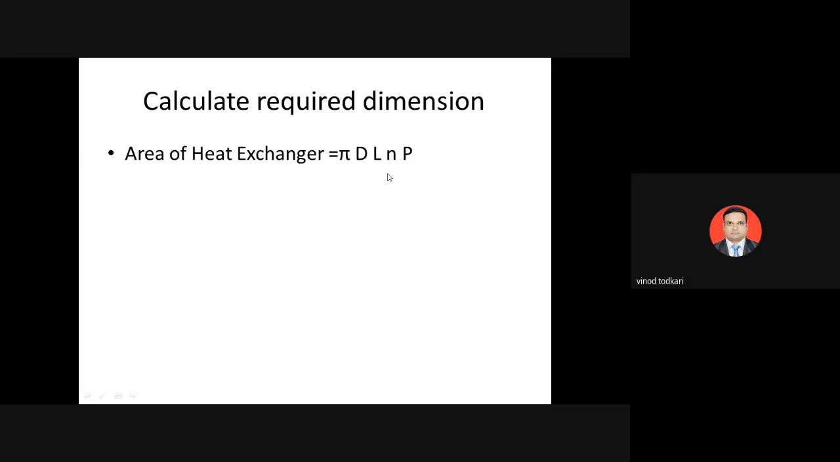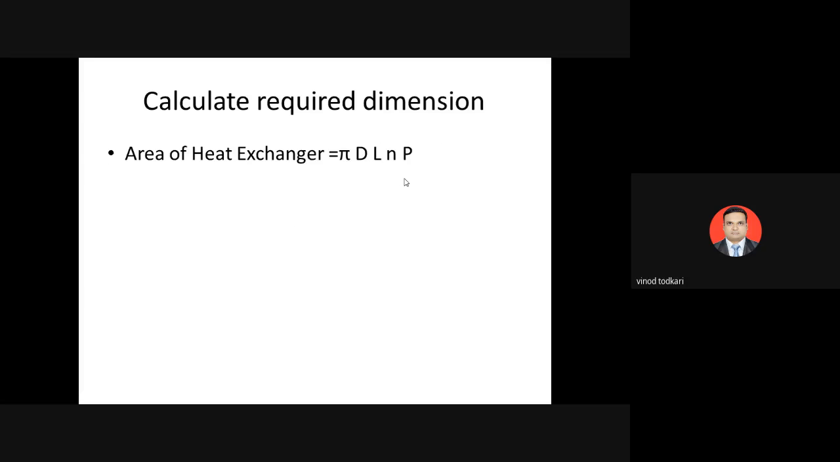What is this n? N is the number of tubes. We have discussed in the last lecture, in a shell and tube heat exchanger, a number of tubes are used. So n is the number of tubes. What is p? P is the number of passes. I believe that it is clear to you. So from this, either we can work out the length of the heat exchanger required, or we can work out how many tubes are required, or we can work out how many passes are required.